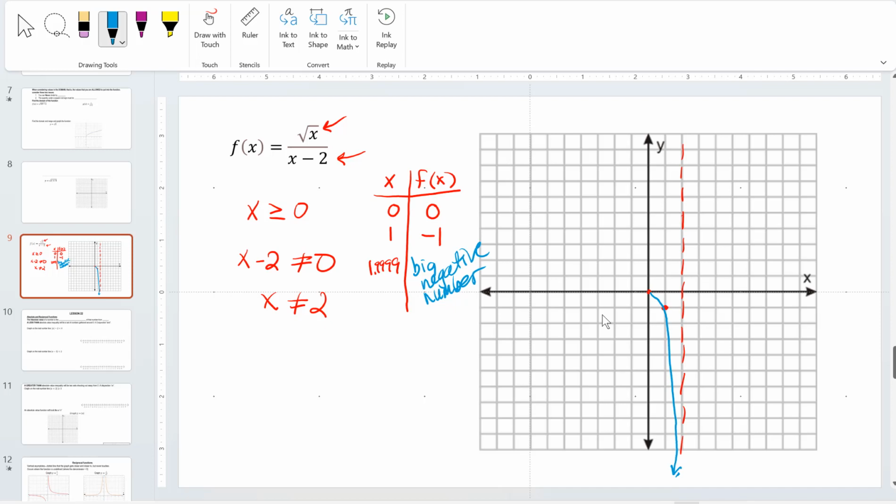Okay, so that is what's happening on the left side of the line x equals 2. And I think I said this in class, but this line x equals 2 is called an asymptote.